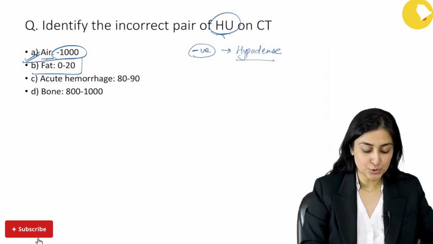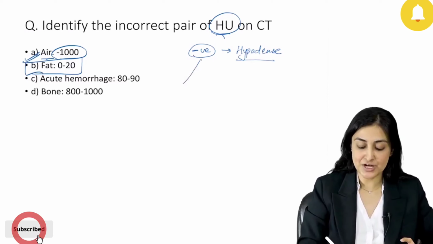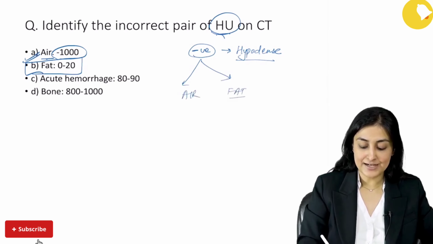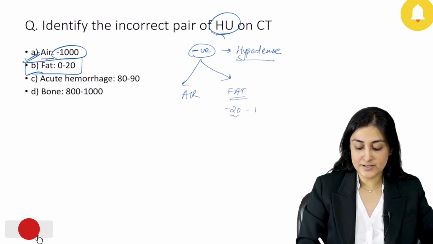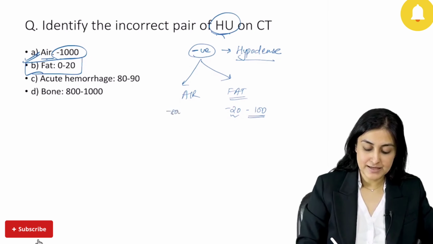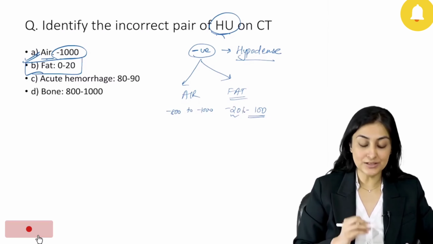Fat is not 0 to 20. Fat is the other thing with a negative HU. There are only 2 things which have a negative HU. One is air, the other is fat. Fat is going to have an HU of somewhere around minus 20 to minus 100, whereas air is going to be minus 800 to minus 1000. So these are the HUs that you can remember.